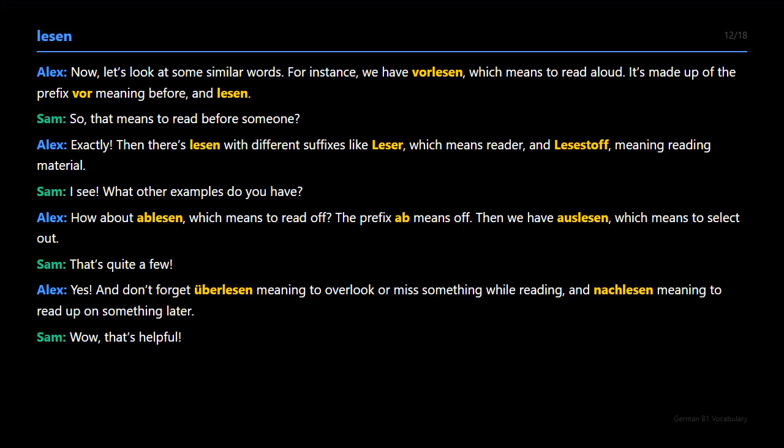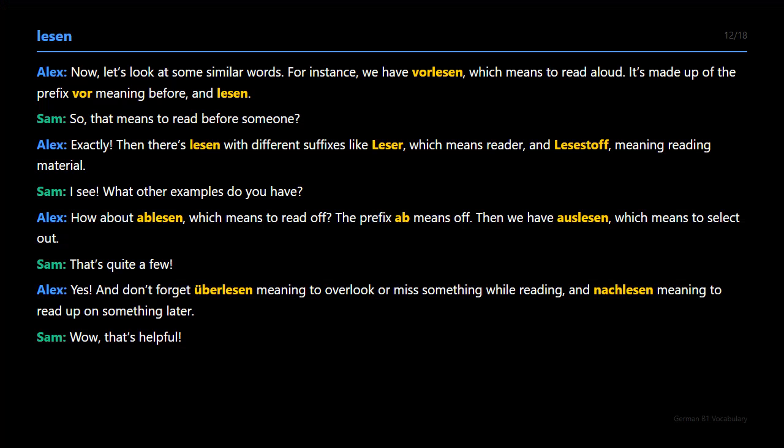ablesen, which means to read off. The prefix means off. Then we have auslesen, which means to select out. That's quite a few. Yes. And don't forget überlesen, meaning to overlook or miss something while reading, and nachlesen, meaning to read up on something later.